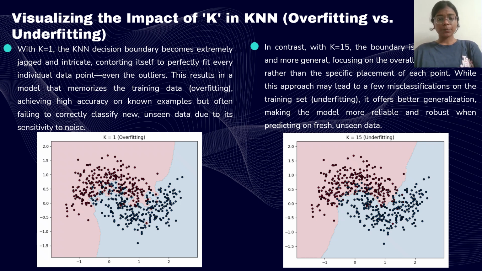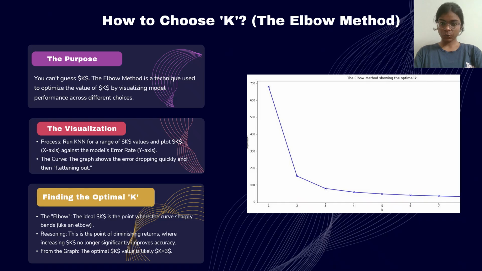On the right, we have k equal to 15. The boundary is much smoother and more general. It captures the overall trend of the data. This is a much better, more generalized model that will perform better on new data even if it misclassifies a few training points. So, if k equal to 1 is bad and k equal to 15 might be bad, how do we find the best k?